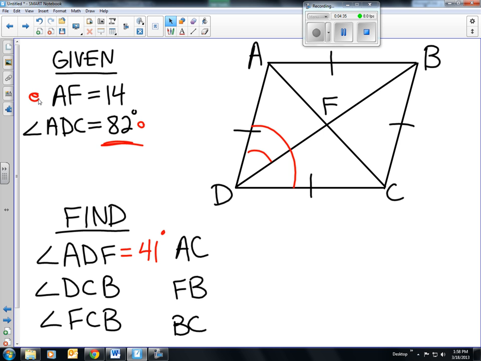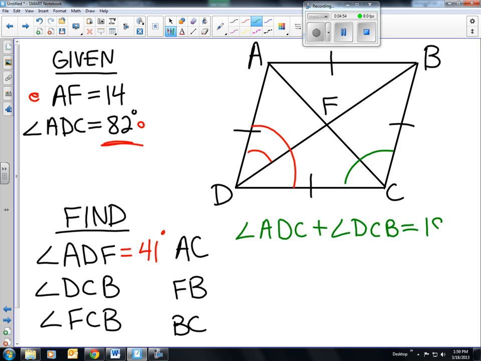Then we're looking to find angle DCB. So angle DCB would be here. Well, we know that angle ADC plus angle DCB, when they add together, have to be equal to 180 degrees. And the reason we know that is because this is a parallelogram, and consecutive interior angles are supplementary.